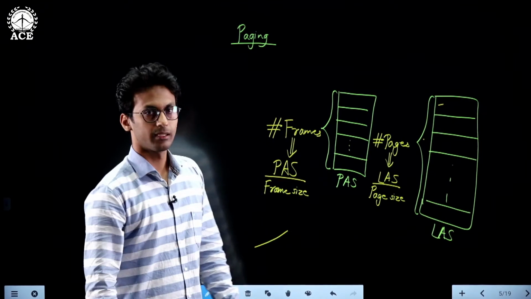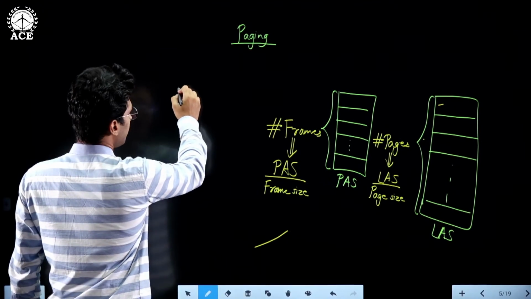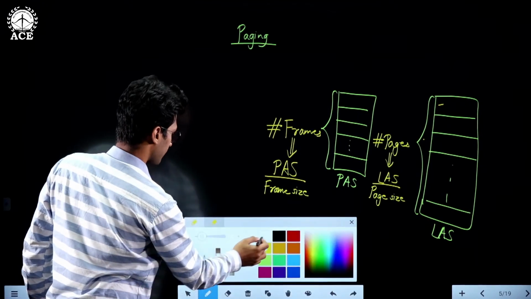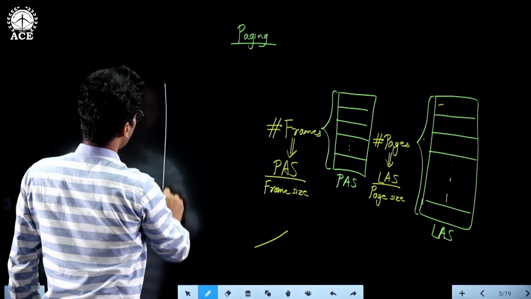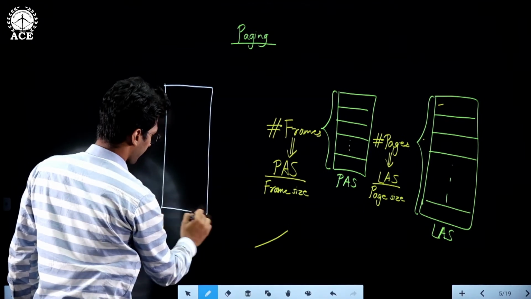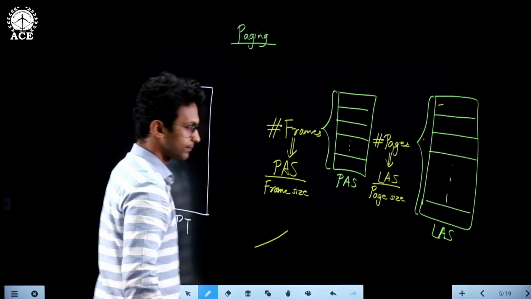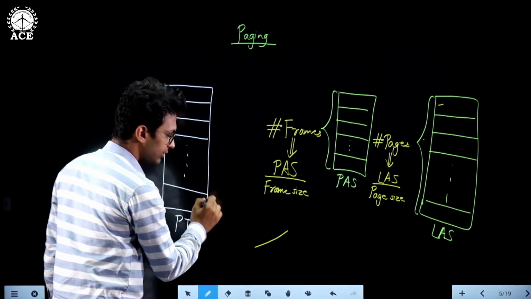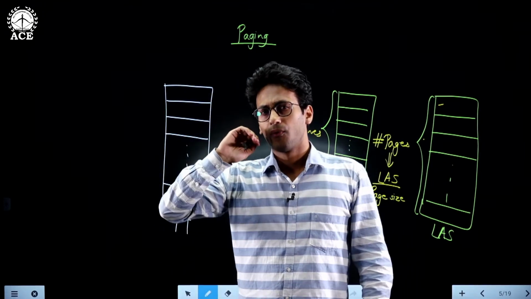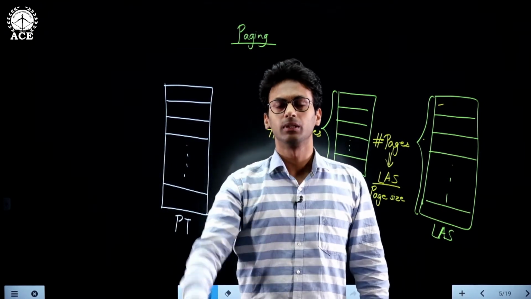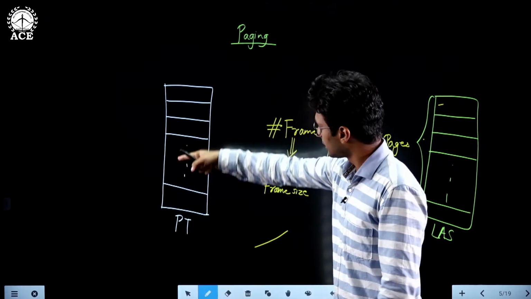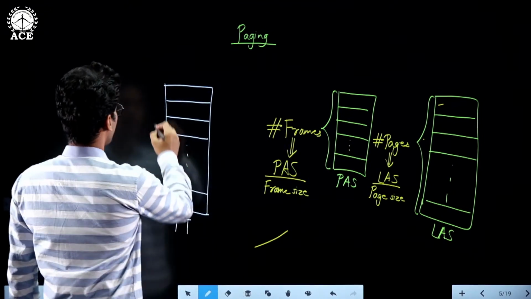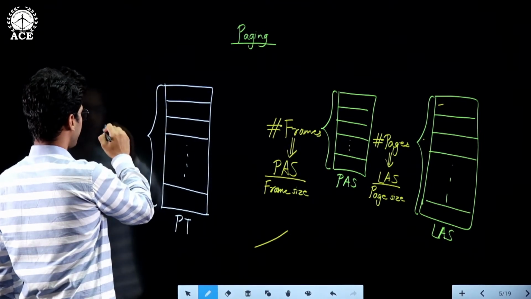Done. Now, next one. We will be maintaining a page table. These are page table entries. You answer my question fast. How many entries will be there in the page table? Entries will be equivalent to the number of pages.